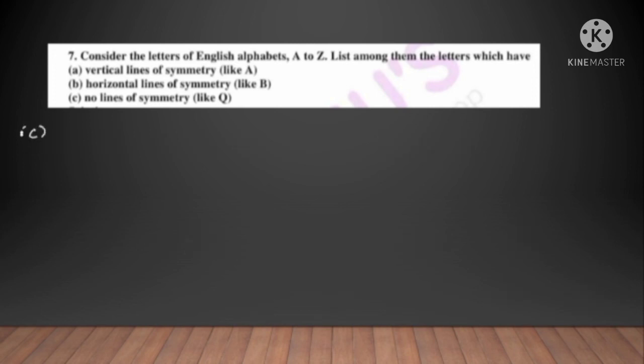The next subdivision C, no lines of symmetry like Q. So we have to list out the alphabets which have no line of symmetry, that is, it should not have any horizontal and also vertical. We have to list the alphabets that have no symmetry at all. So F, G, J, L, N, P, Q, R, S, Z. These alphabets have no line of symmetry.